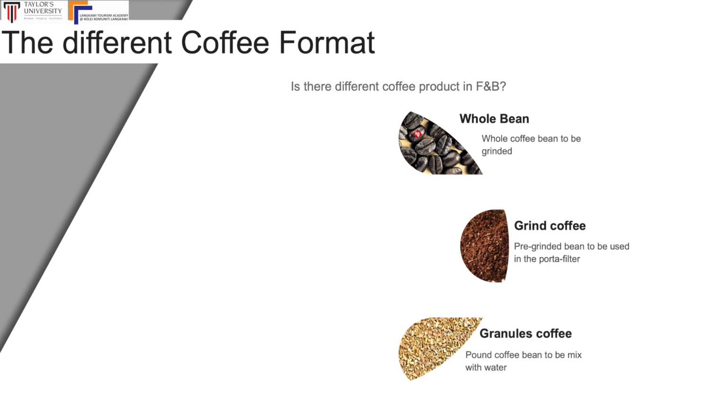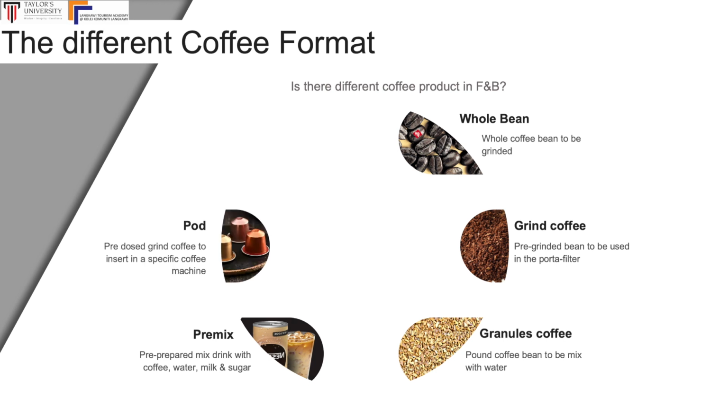The granules coffee can be used and mixed straight with water for consumption. The pre-mixed one, already prepared coffee that usually is drunk cold. The pod, used in a specific coffee machine. Instant coffee, which is coffee ground, sugar, and dehydrated milk powder.